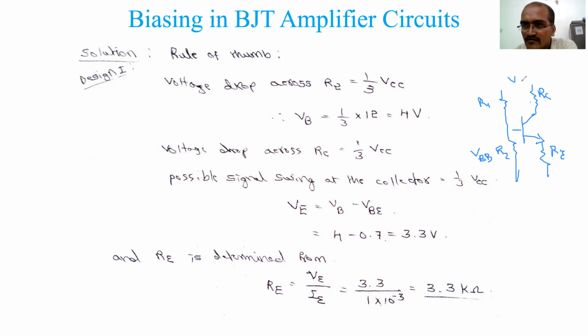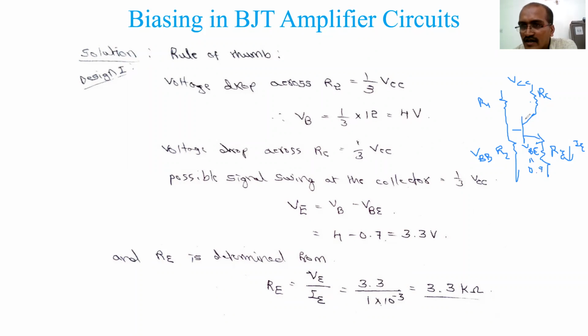This side you have the VCC, 12 volt. RE is there, so on this side you will have the current IE. This IE should be 1 milliamp; that is the requirement. Then here VBE is there; it is a silicon transistor we will assume. If nothing is given we will assume silicon transistor only, so that value is 0.7. So this is known.